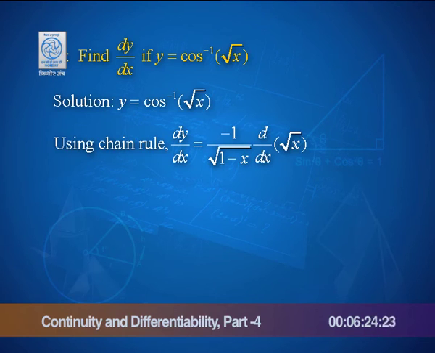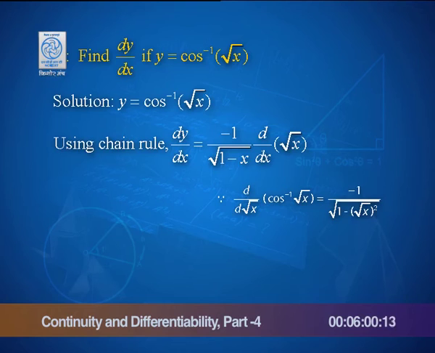Do you think I can write directly as minus 1 by root 1 minus x into the derivative of root x? What happened in between? The derivative of cos inverse of root x with respect to root x, by the formula, would be minus 1 by root of 1 minus root x whole square. Isn't that so? That simplifies to minus 1 by under root 1 minus x. And what is the derivative of root x?